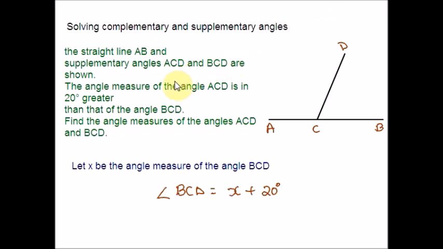It is given that the angles ACD and BCD are supplementary. We can say that the sum is a straight angle. So this gives you the equation. Just add these two and set that equal to 180 degrees. This is your first angle. X plus 20 is the second one. They add up to give 180 degrees because they are supplementary.